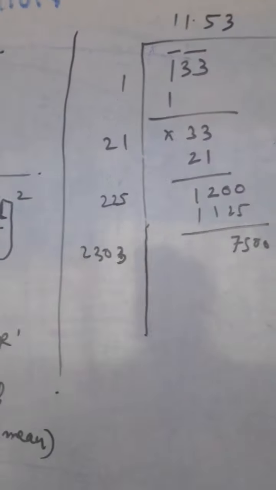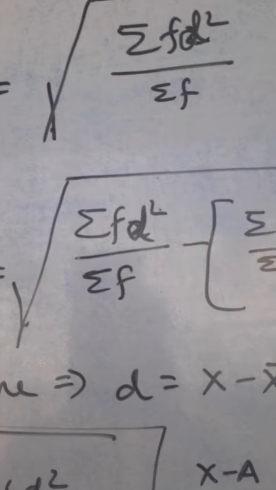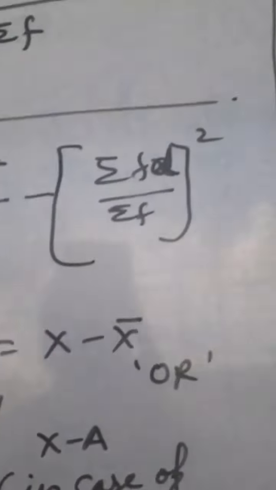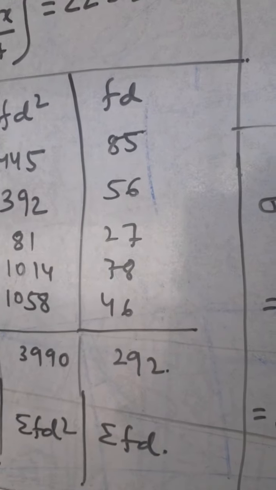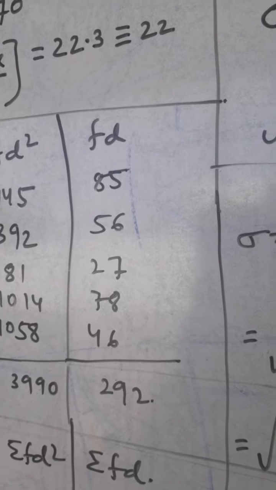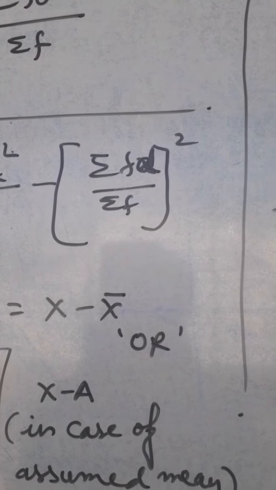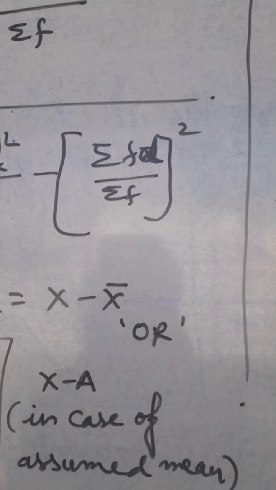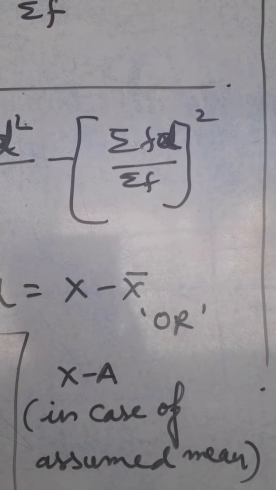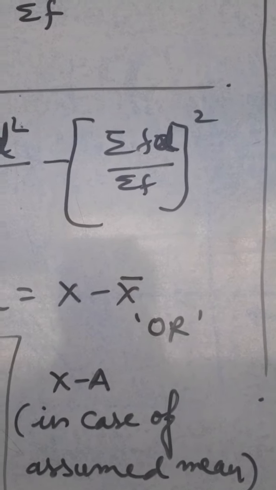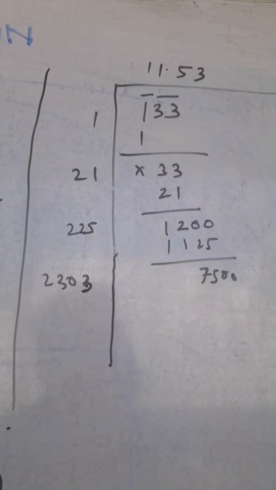If we solve by the assumed mean method, then also we need summation fd square upon summation f. This you already have, 133. You only need to calculate summation fd upon summation f. So summation fd is 292 upon 30, which will come 9 point something. You take the square of 9 point something, that will be 81 point something. That we subtract from summation fd square upon summation f. And then finally you can take the square root by this method. So that is how standard deviation questions are done.